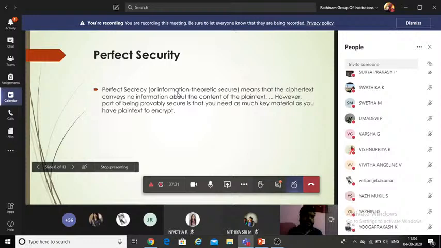Clear? Okay. If the intruder gets my ciphertext also, but is not able to get back my plaintext, it means my data is perfectly secured. Clear?